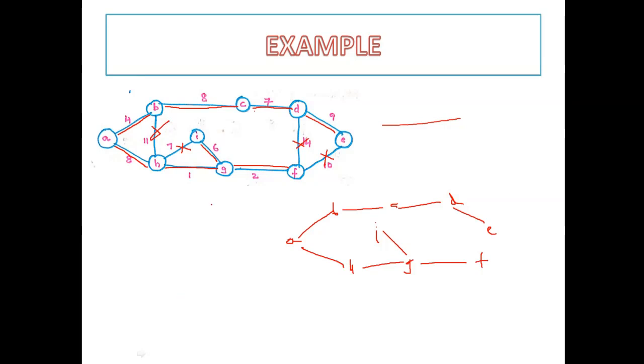So what is the minimum cost? Now you can add all. Here it is 4 plus 8, 12, 12 plus 8, 20, 20 plus 1, 21, 21 plus 6, 27, 27 plus 2, 28, and 28 plus 7 is 35, and then 35 plus 9, it is 44. So this is a minimal spanning tree for the given undirected graph.